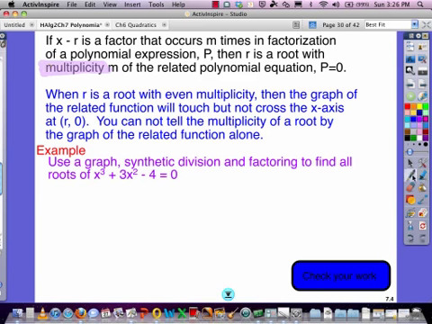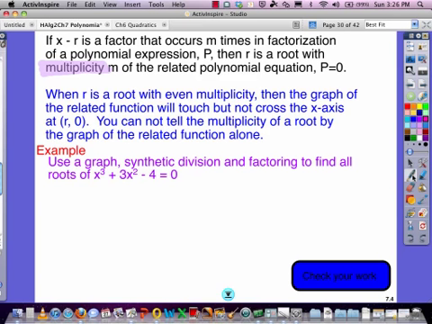Now, when r is a root with even multiplicity, then the graph of the related function will touch but not cross the x-axis at r, 0. You cannot tell the multiplicity of a root by the graph of the related function alone.